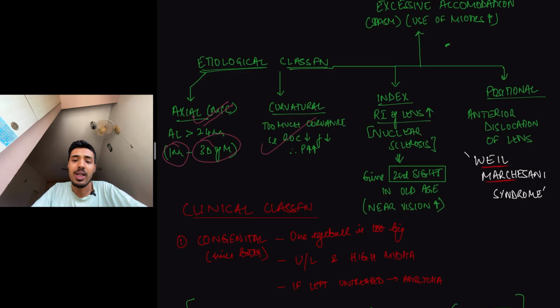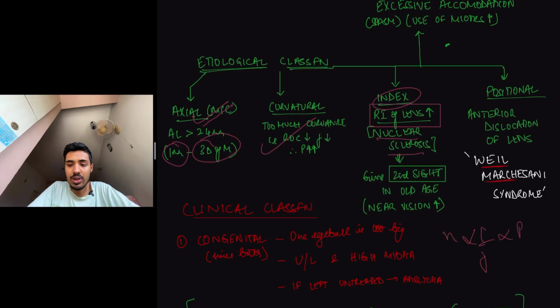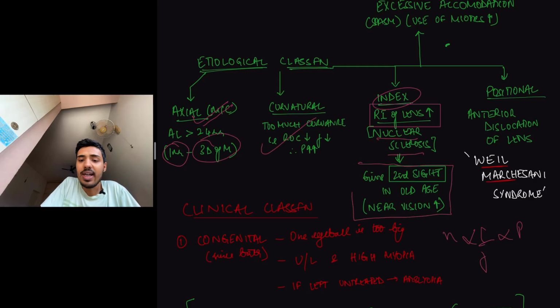Similarly, index myopia. Now index myopia is interesting, especially in old age. See, what happens is in nuclear cataract, nuclear sclerosis, the refractive index of the lens increases, and when the refractive index of the lens increases, obviously we know that the power increases, because the refractive index is inversely proportional to the focal length, and 1 by f is proportional to power. So basically, when the refractive index of the lens increases, the power increases, so now it's getting focused in front of the retina. Now the interesting point here is it gives something known as second sight in old age.